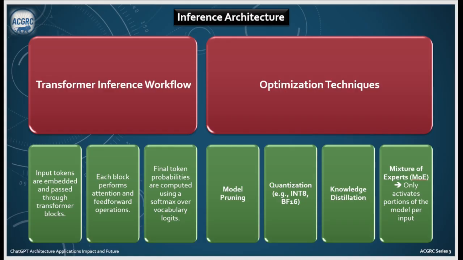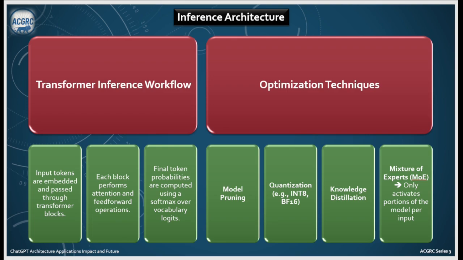Now, what are optimization techniques in ChatGPT? In simple words, optimization techniques are smart tricks and improvements used to make ChatGPT work faster, use less memory, be cheaper to run, and still give great answers. Think of them like tuning a car engine. Without optimization, the engine runs but wastes fuel. With optimization, the engine runs smoothly, faster, and saves energy.